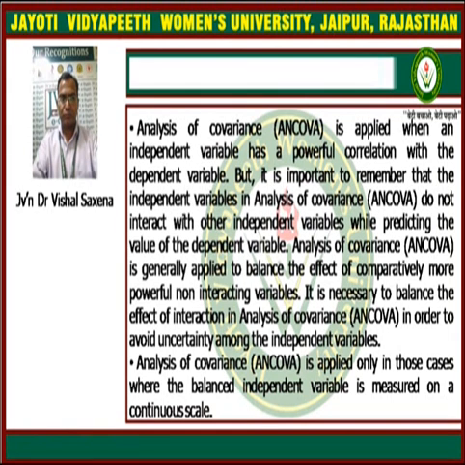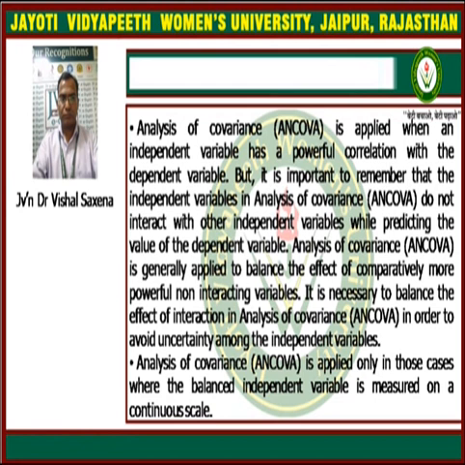Analysis of covariance is applied when an independent variable has a powerful correlation with the dependent variable. But it is important to remember that the independent variables in analysis of covariance do not interact with the other independent variables while predicting the values of the dependent variable. Analysis of covariance is generally applied to balance the effect of comparatively more powerful non-interacting variables.